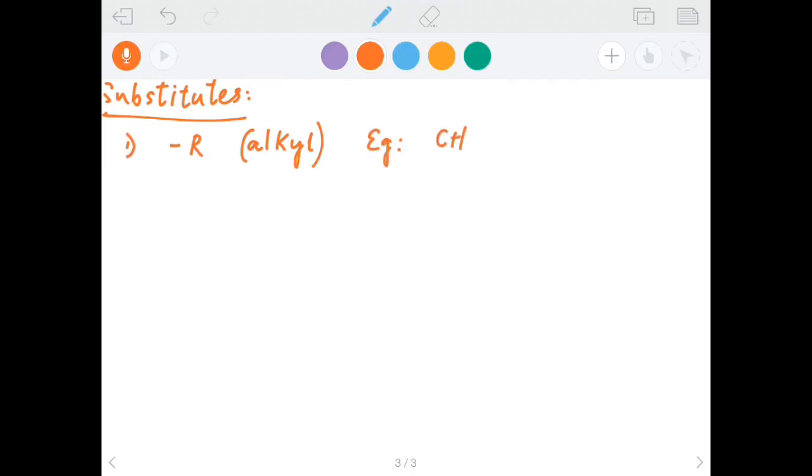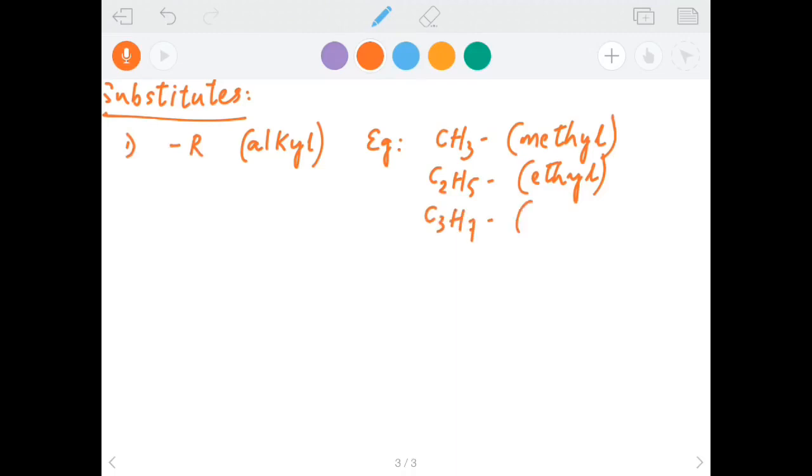One is called the methyl group, which is a derivative of methane. Mind the spelling, methyl. Another group is called the ethyl group, which is C2H5. And then you have C3H7, which is going to be the propyl group, and so on. So this comes under one category of substitutes.